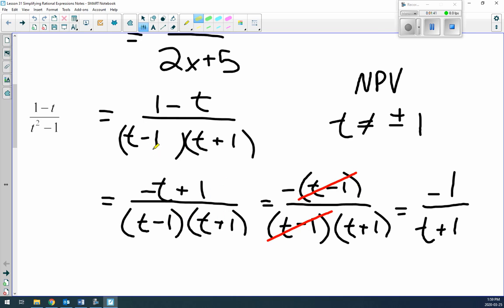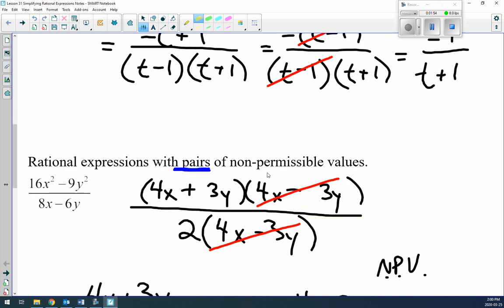So we have t minus 1 and t plus 1. Well, t is not equal to plus or minus 1. You could write it out separately. You could say t is not equal to 1 and t is not equal to negative 1, but this is a shorter way of writing it if you do the plus minus. All right, look at the last one here.